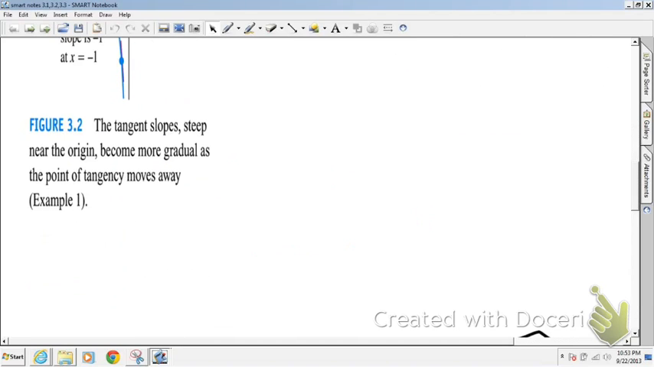And I'll just kind of reiterate what the author says here. The tangent slopes, steep near the origin, become more gradual as the point of tangency moves away. That's what we were noticing.